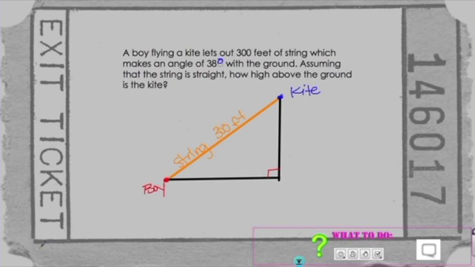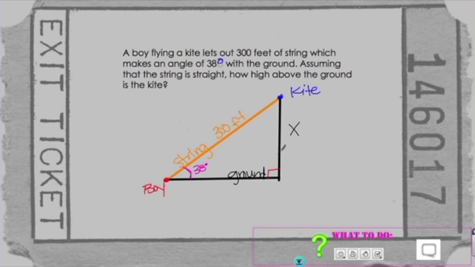Okay, so then it says, assuming that the angle the kite makes with the ground, that's going to be this one right here, because the ground, we said, was this bottom leg. This is the ground. So the angle that the kite makes with the ground is 38 degrees. We want to know how high above the ground is the kite. So our unknown here is the height that the kite is from the ground. So that's going to be the leg that's vertical, where I put the X.